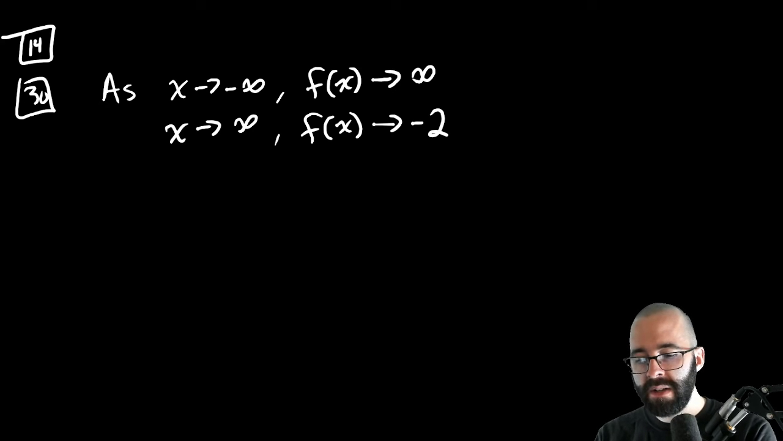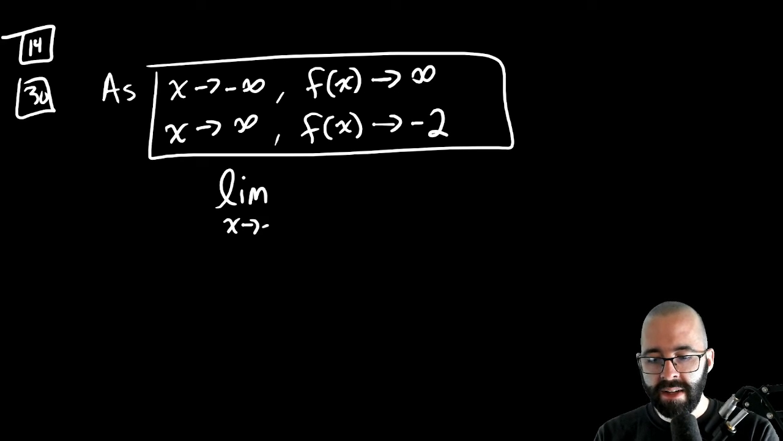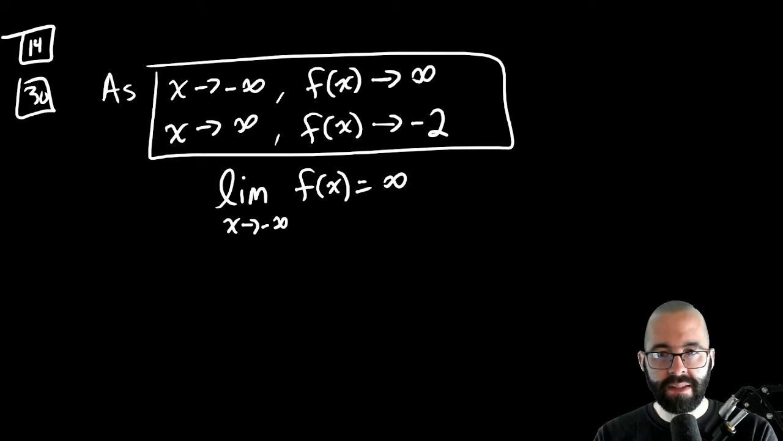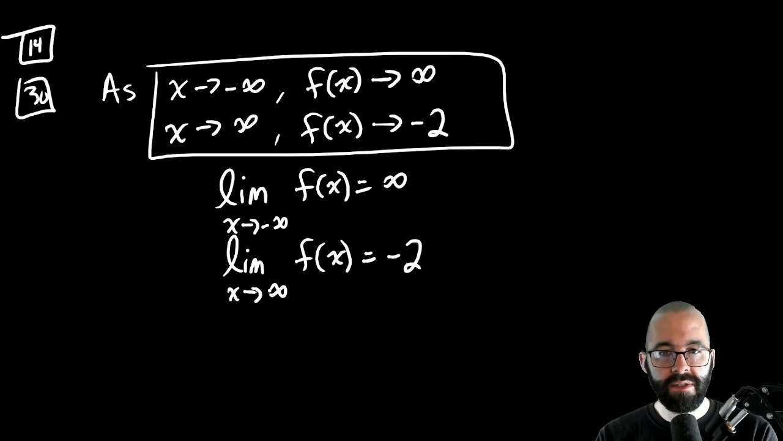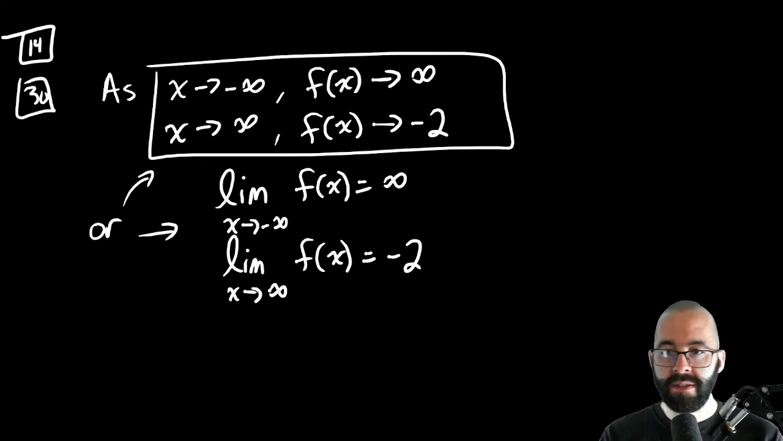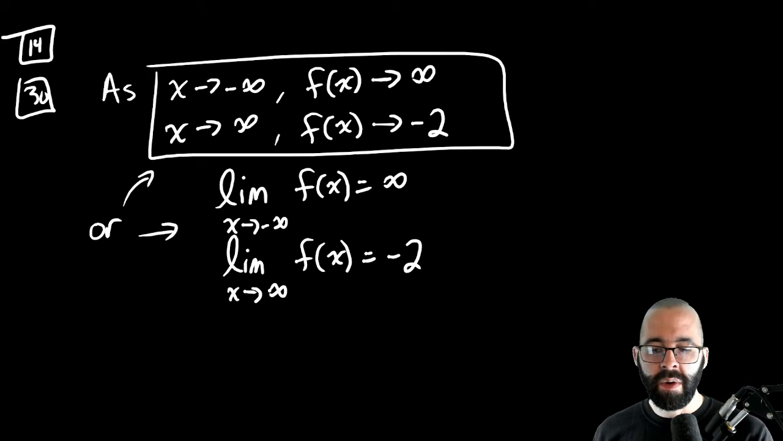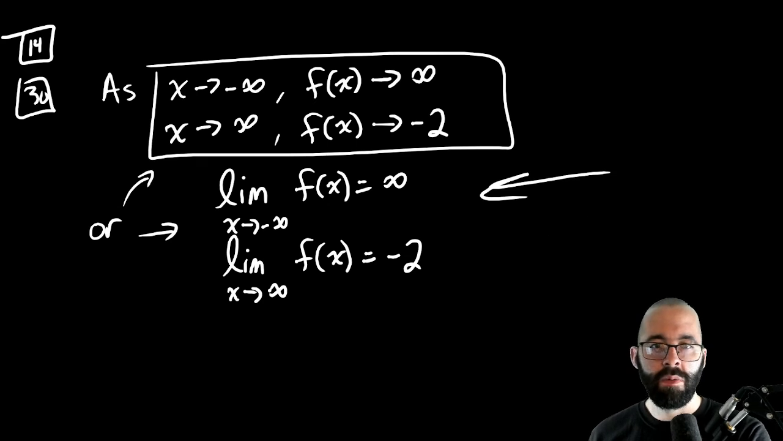And again, this was arrow notation. You could also write this with limit notation. As x goes to the left, function value approaches positive infinity. As x approaches positive infinity, the function value goes to -2. So either answer is good here. If you're going on to calculus, this is maybe a good habit to get into, but both are fine.